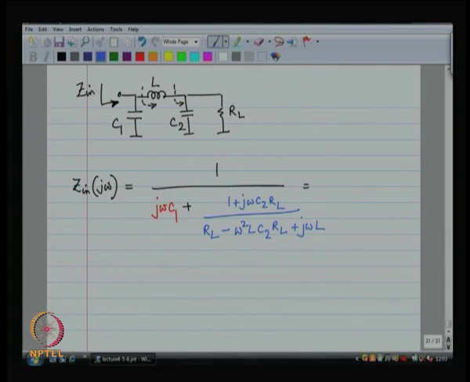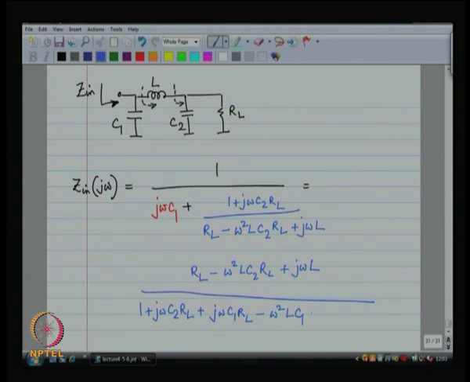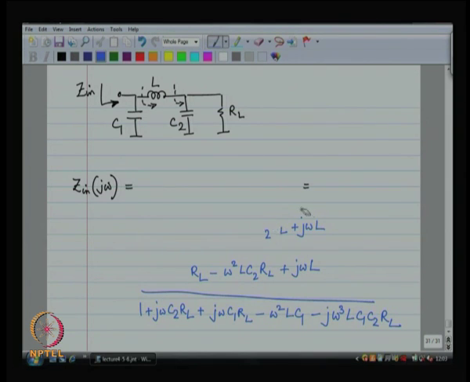So, the next step is to make the further simplification, and then we shall get R L minus omega squared L C 2 R L plus j omega L in the numerator, and in the denominator we are going to get 1 plus j omega C 2 R L plus j omega C 1 R L minus omega squared L C 1 minus j omega cubed L C 1 C 2 R L. So, this is my final expression.